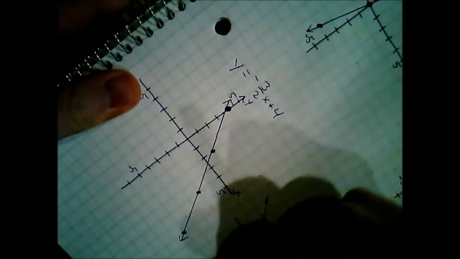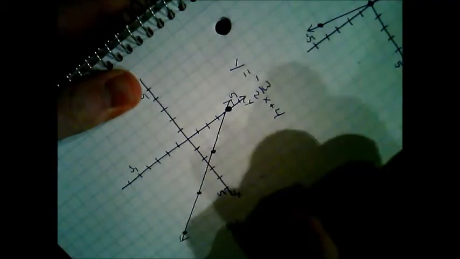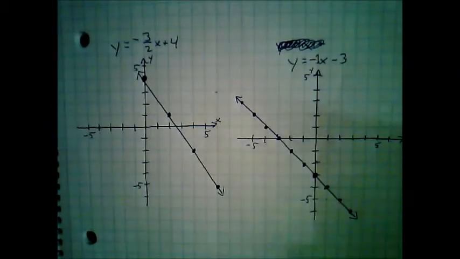We keep this going in both directions. We could draw a nice neat line without a ruler. And that's how we graph lines using our slope and our y-intercept.